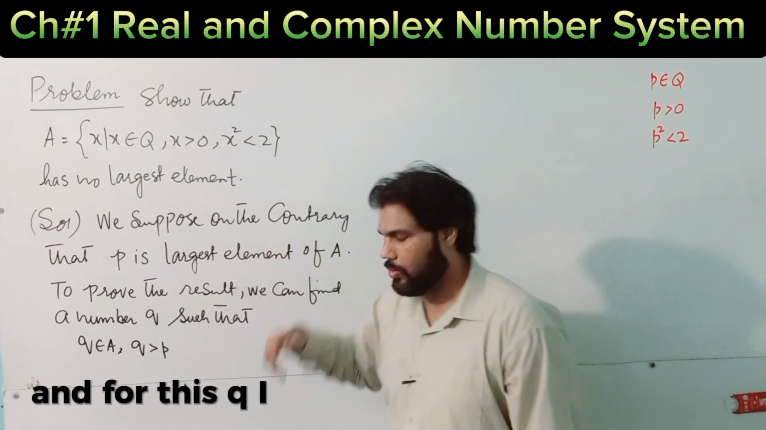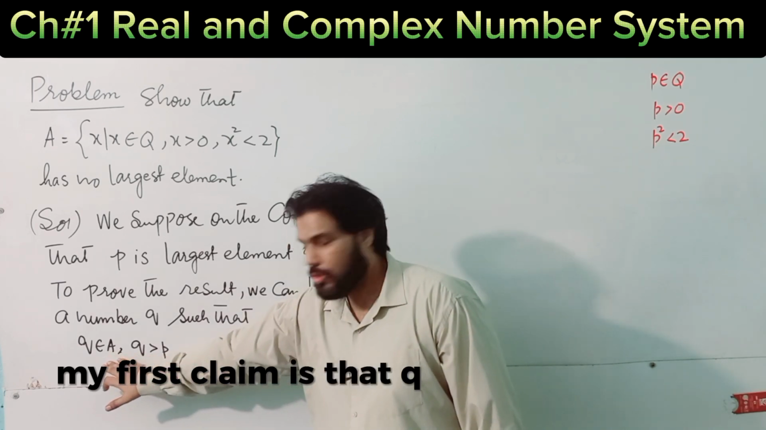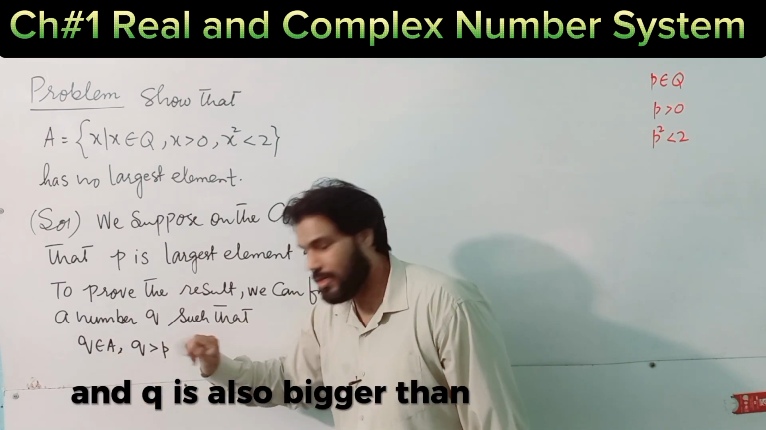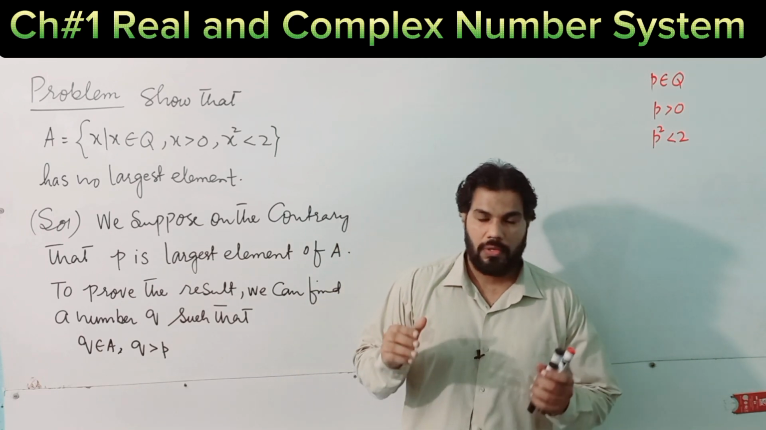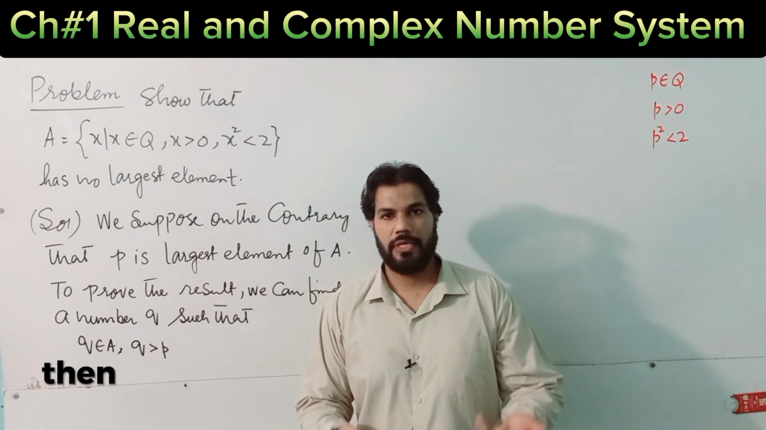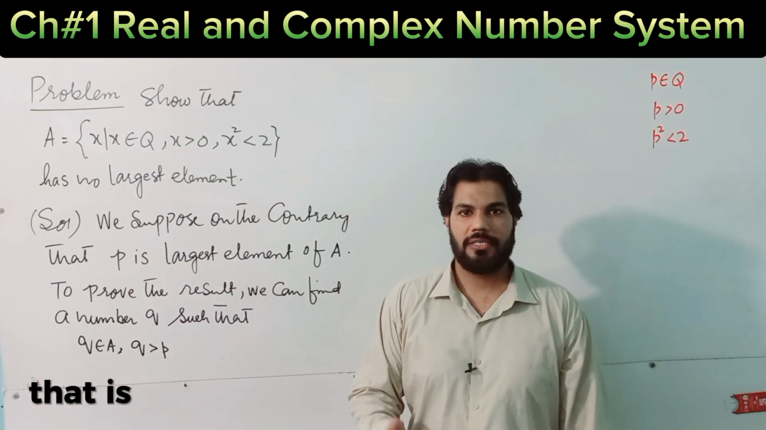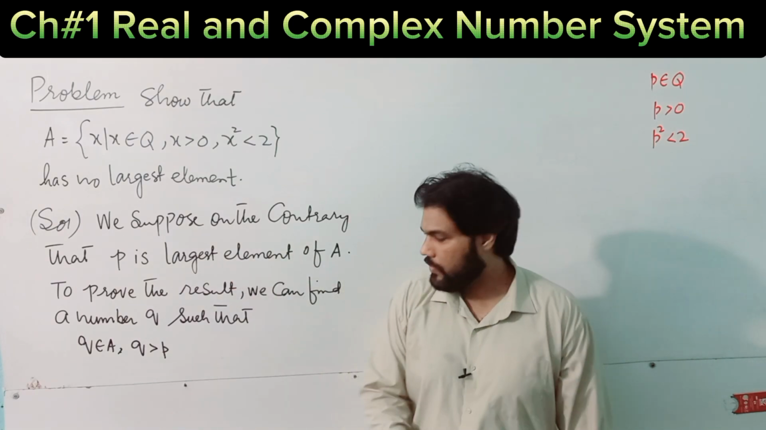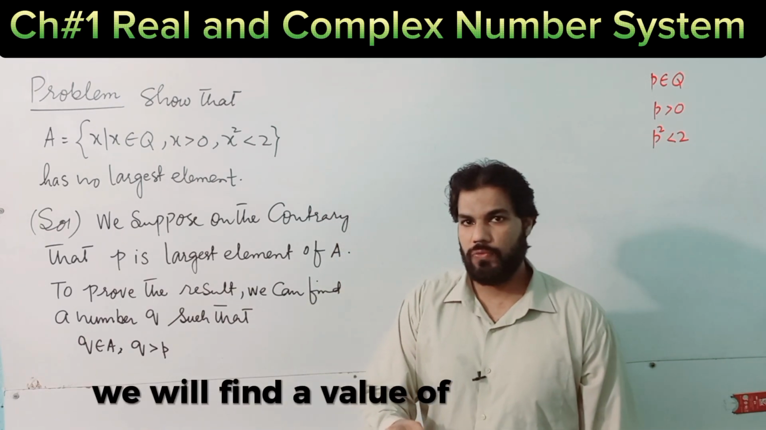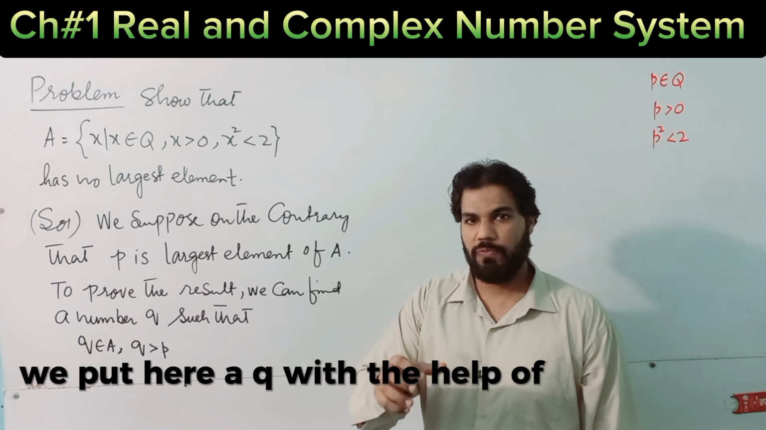And for this Q, I have two claims. My first claim is that Q is an element of A and Q is also bigger than P. When Q is bigger than P, then it will show that P is not the largest element. That is, our supposition will be wrong. So how will we prove this? We will find a value of Q. We construct Q with the help of P.